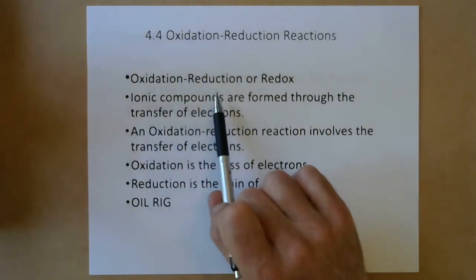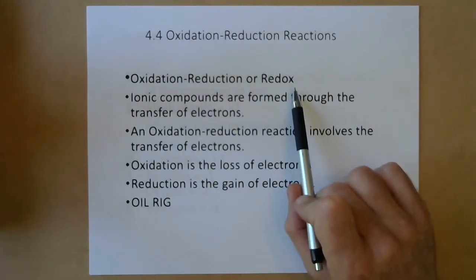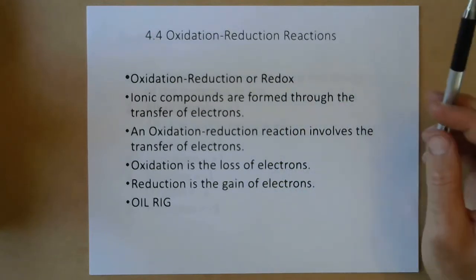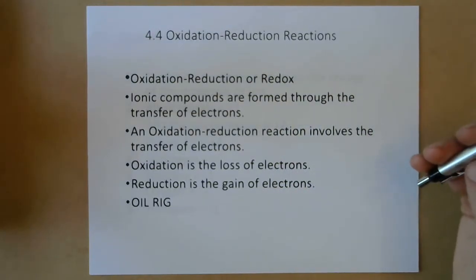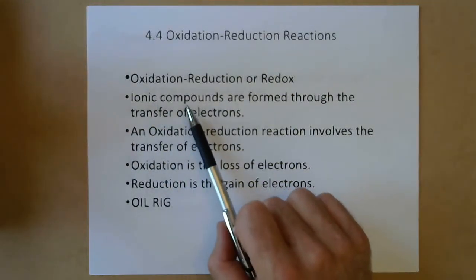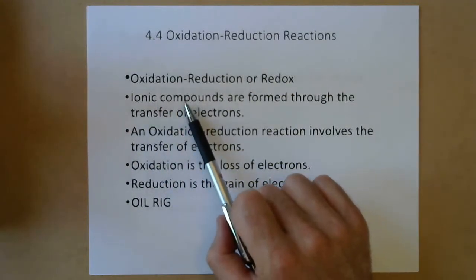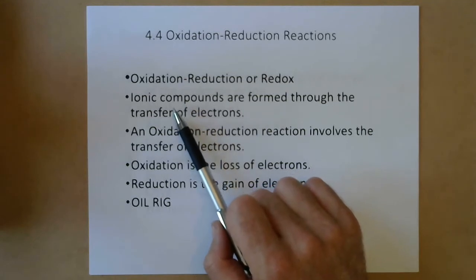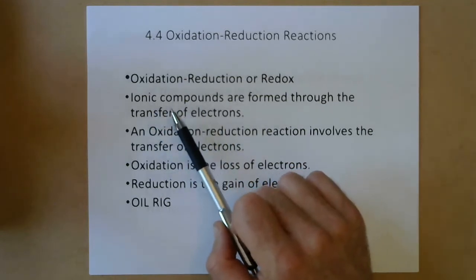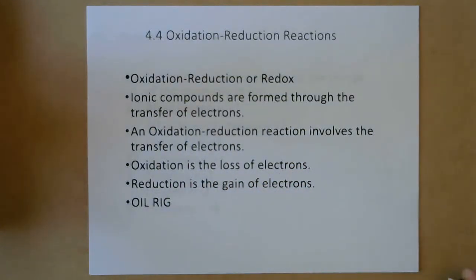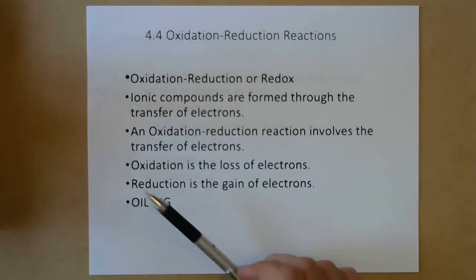Oxidation and reduction reactions, sometimes called redox for short, just combining the two words, are reactions where ions are transferred. Okay, ions are being transferred. So this is how ionic compounds can be formed. Ions are things that have gained or lost electrons. And so when they're gaining or losing electrons, that reaction that takes place is called a redox reaction.